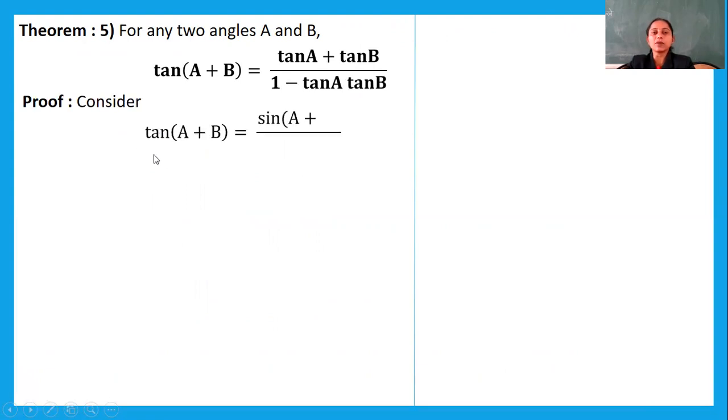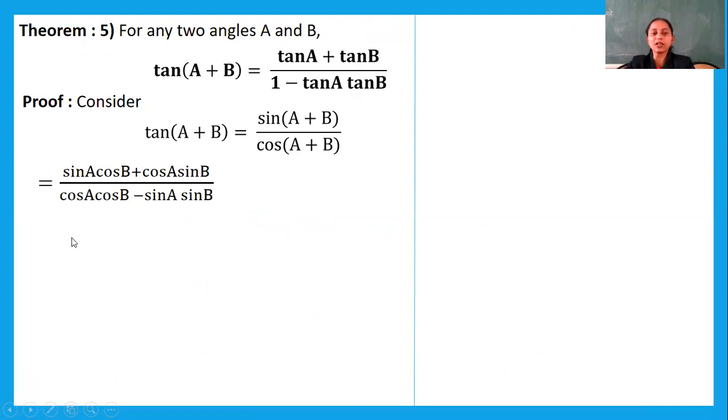Now write down tan a plus b as sin a plus b divided by cos a plus b. Now using the results of sin a plus b and cos a plus b, I have here sin a cos b plus cos a sin b divided by cos a cos b minus sin a sin b. Now for simplifying this, I am going to divide the numerator and denominator by cos a cos b.